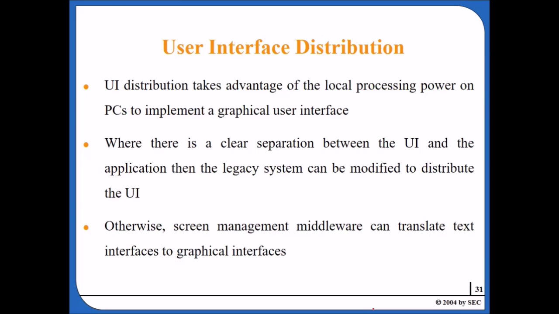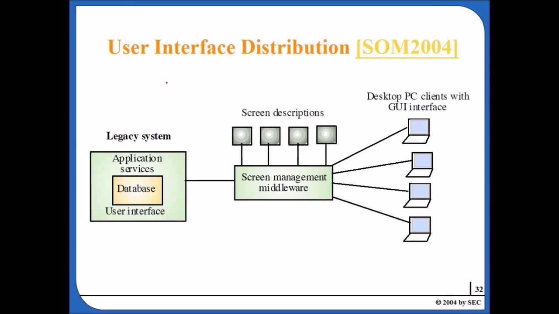So user interface distribution takes advantage of the local processing power on the PCs to implement a graphical user interface. Where there is a clear separation between the user interface and the application, the legacy system can be modified to distribute this user interface. Otherwise, screen management software can translate these text interfaces to graphical interfaces. This is what I was speaking about.